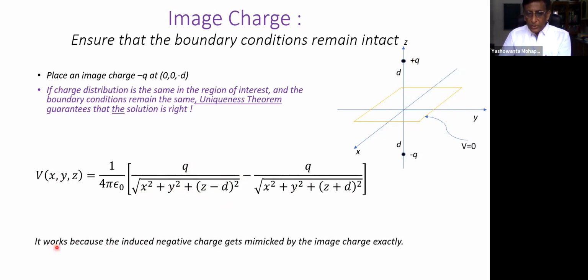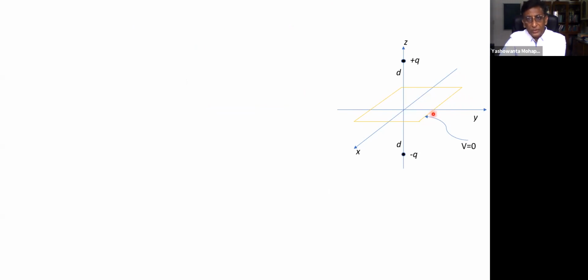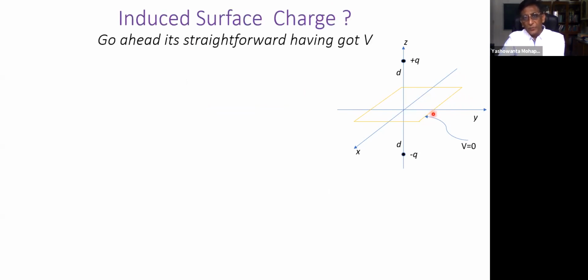It works because the induced negative charge gets mimicked by the image charge exactly. Which means the presence of a minus q at a distance d away from the plane in the opposite direction completely mimics what happens to the conductor's surface. And hence I can now calculate sigma or whatever I want to. So let's calculate the induced surface charge.